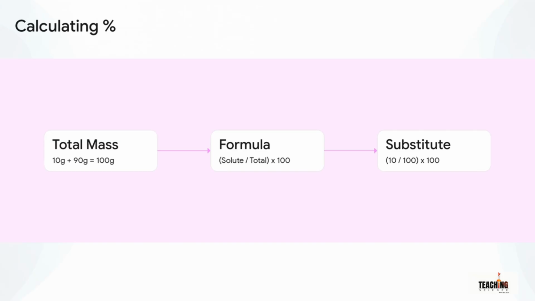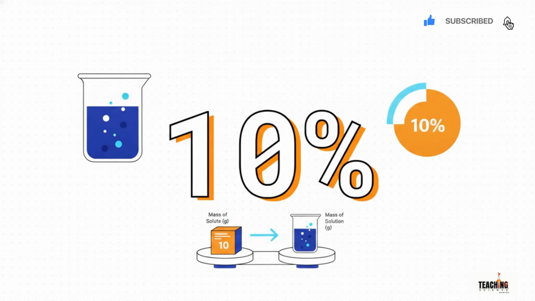Easy enough, right? Then our formula tells us to divide the mass of the solute by that total mass of the solution and multiply the whole thing by 100. So we substitute our values in: 10 divided by 100 multiplied by 100. I'll give you a quick thinking pause to do the math in your head.